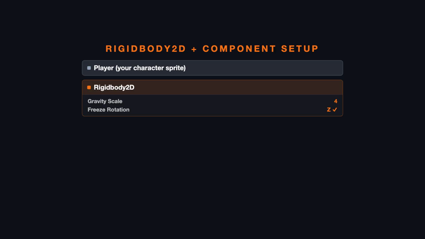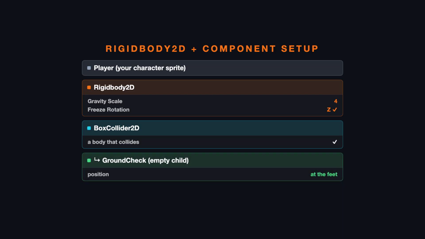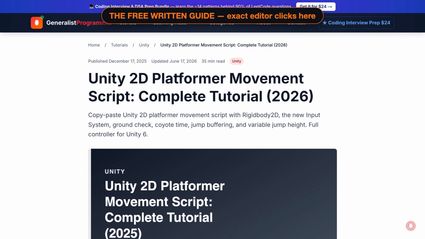Select your player sprite in the scene. Add a Rigidbody 2D, that is what lets Unity's physics move it. Set its gravity scale to about 4, so falls feel weighty instead of floaty. And turn on freeze rotation Z, or your character will tip over and spin the first time it touches the ground. Add a box collider 2D so it has a body that collides with the world.